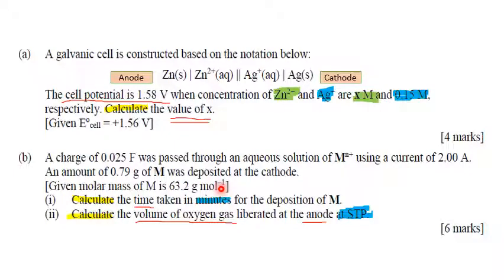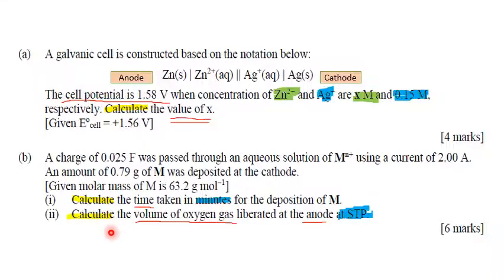Normally, for this Faraday question we need to find Q equal to It. But in this case, Q is given, I is given, but t is not given. That's why the question needs us to find the minutes for the deposition. Always remember the t that we find from Q equal to It is in seconds. So after you find the answer you have to convert to minutes.